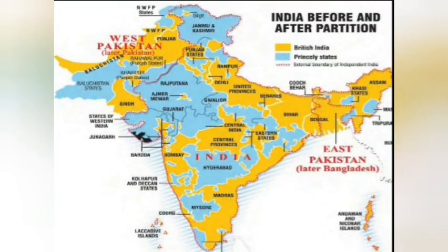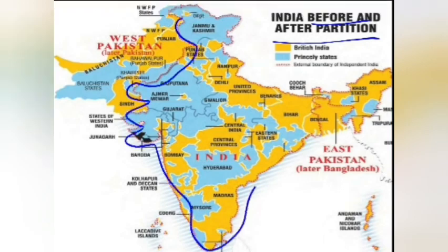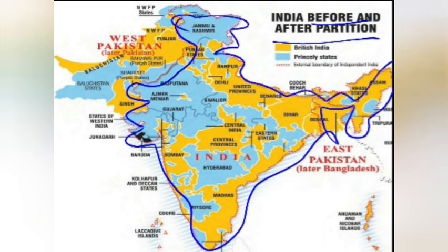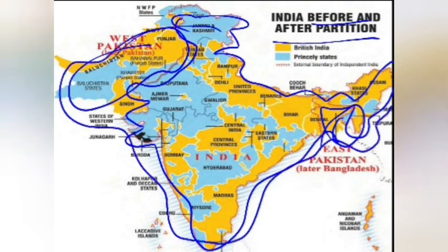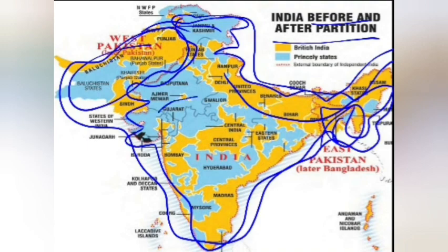So you can see here India before and after partition. This is India after independence, and this is Pakistan after partition. And this was the map of India at the time. All the yellow was under the rule of British India, and the blue shows the princely states, ruled by kings. Understood? So this was there.